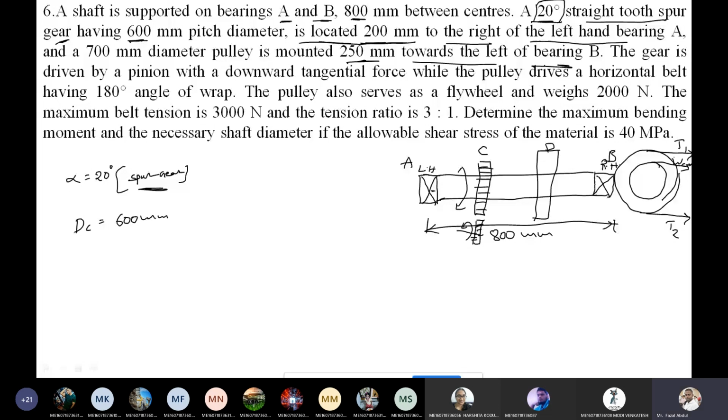WCH, the horizontal load on the C gear. Okay. Now I'm representing here T1 plus T2, which is the load on the D pulley. Okay. So this entire thing is a space diagram. The total name is space diagram.